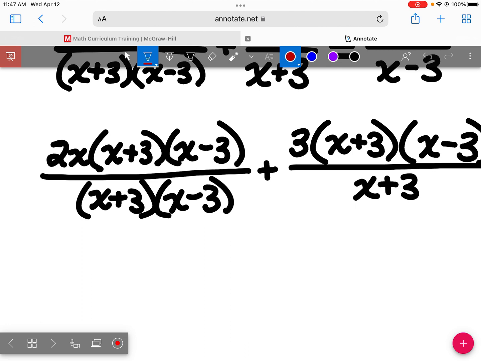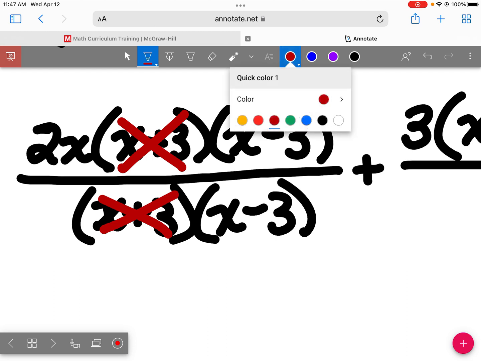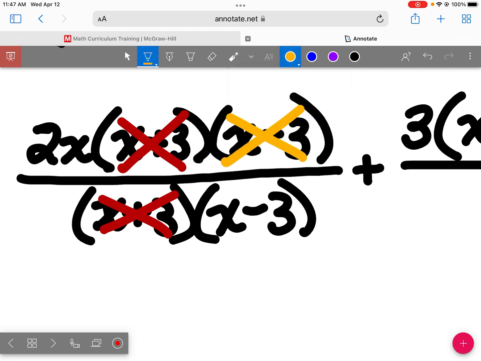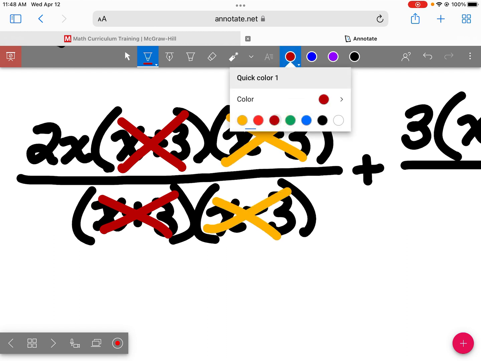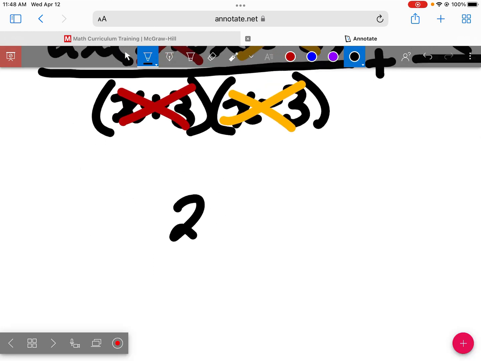Looking at my first fraction, we're going to cancel any common factors between the numerator and the denominator. Are there any common factors in this first fraction that I can cancel? Yeah. Which pieces can I cancel? X plus 3 and x minus 3. X plus 3 cancels and the x minus 3 cancels. What does that leave me with then? 2x.